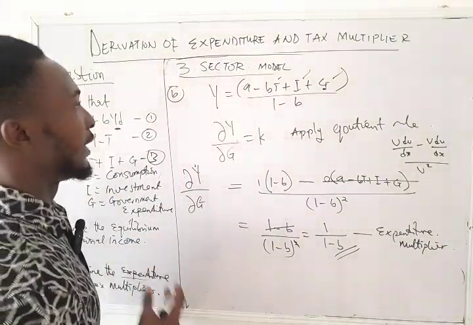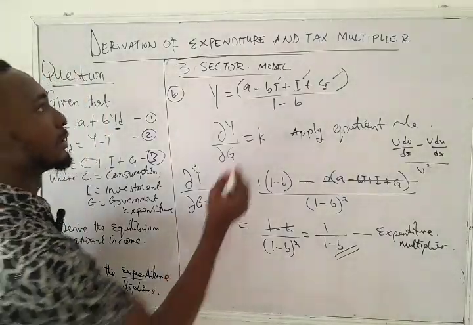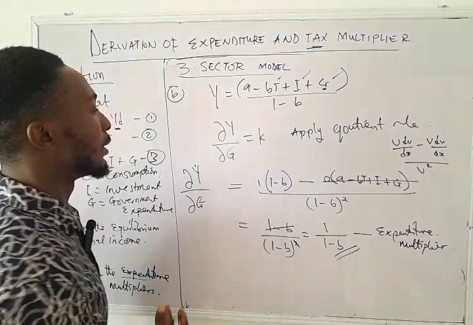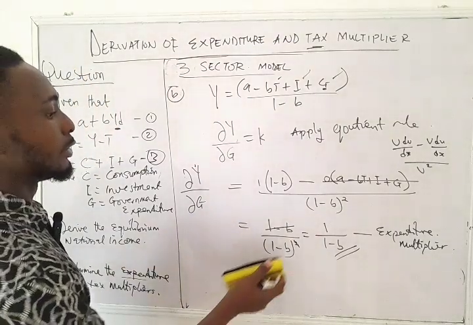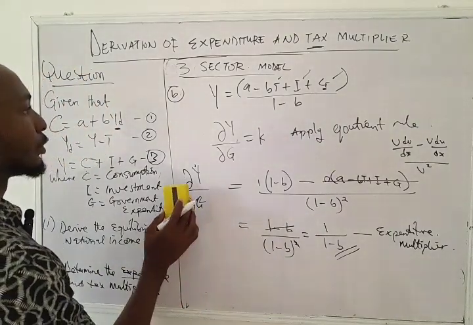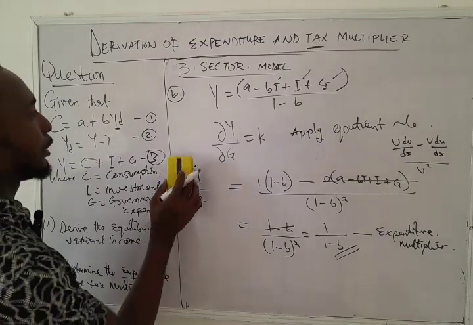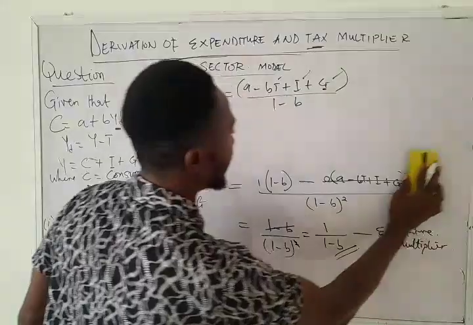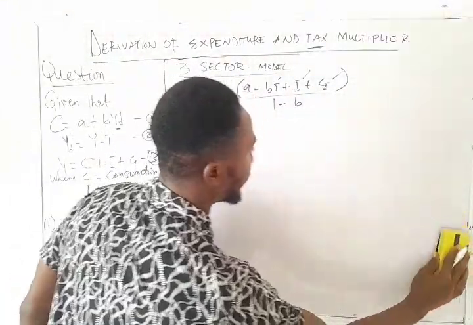Okay, so the next thing is for us to now determine the tax multiplier. It's pretty much the same step, but it's going to give us something different from this. So if I erase this from here, I'll erase this so we can get the tax multiplier.